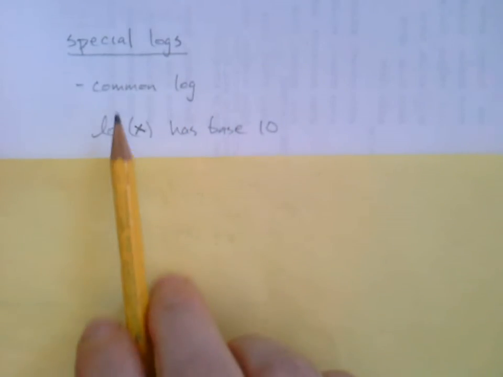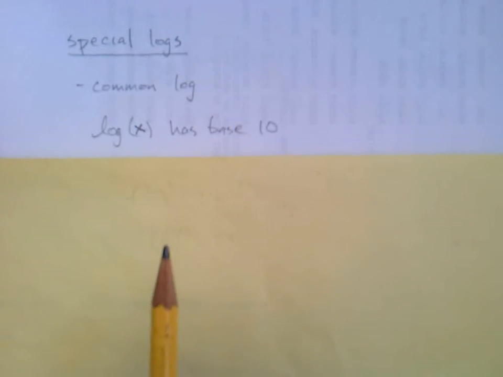So you think, well, what's common about 10? Well, it turns out our number system is base 10. We have digits from 0 to 9. And then once we hit 10, we start combining those digits together. So hence why this is the common log. The common log has base 10.